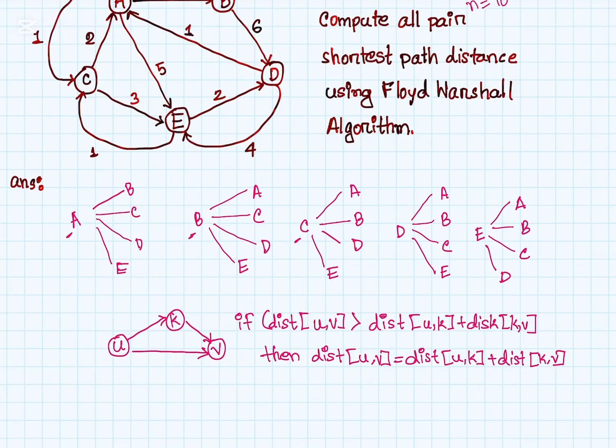For this example, let U be the source and we want to find the distance of U to V. We have two paths. First, the direct path from U to V, and then the K via path, where we will go from U to K, then K to V. We will update the distance of U to V only if the distance of U to V is greater than the distance of U to K added to the distance of K to V.